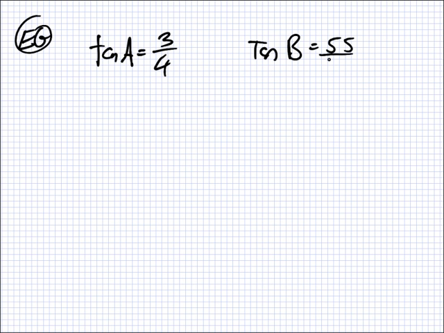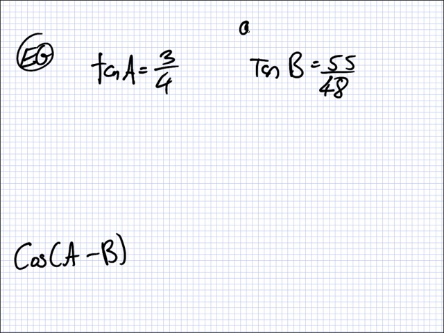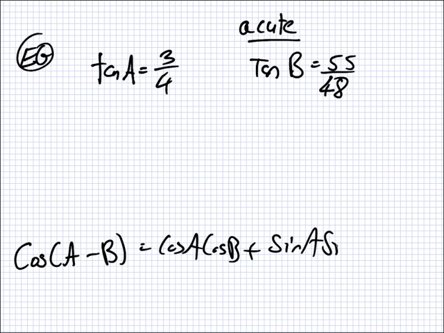So this one here, I tell you that tan A equals 3 over 4, and we'll say tan B equals 55 over 48. And I ask you for something like cos A minus B. And all the angles are acute, which means all the angles are less than 90. So if you want cos A minus B, you can use your formula, which is cos A cos B plus sine A sine B.